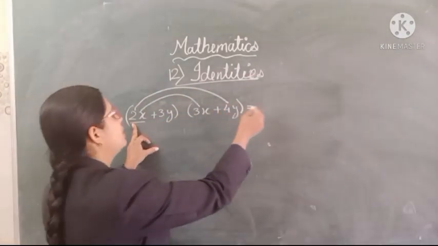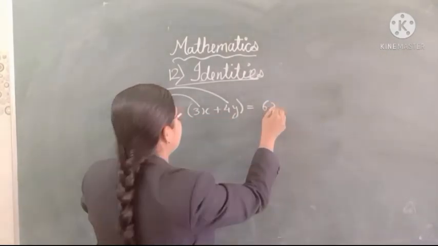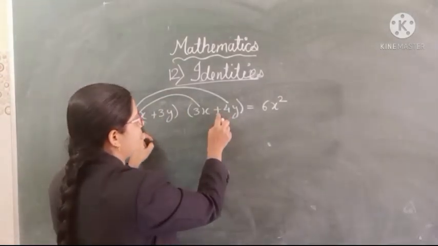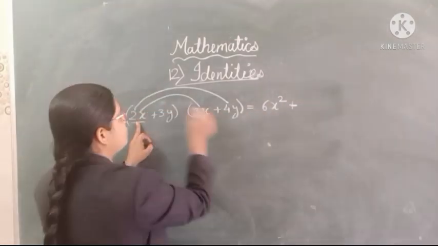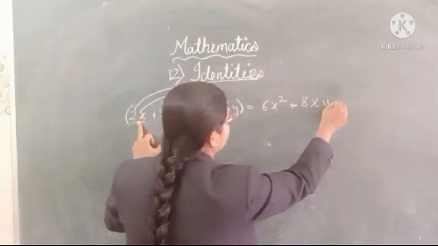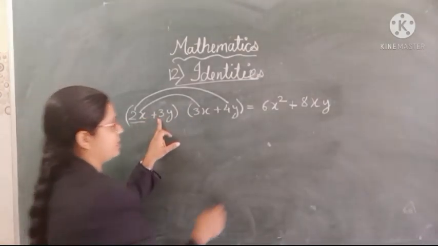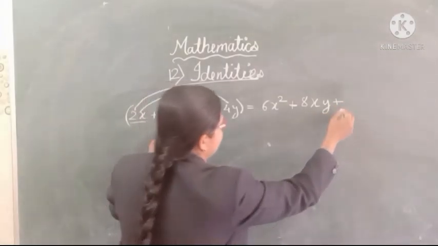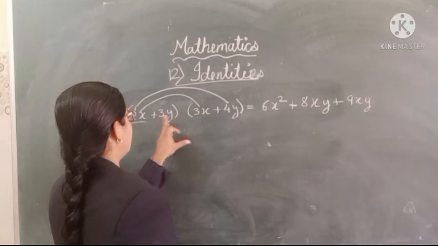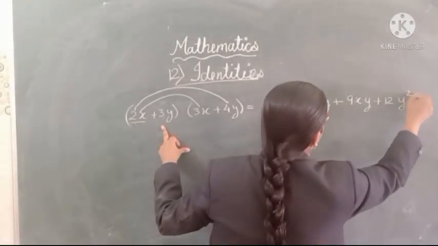Okay. So 2x into 3x, it will be 6x square. Now this into this, so plus sign is there, 2 4s are 8xy. Now next, 3y into 3x, plus 3 3s are 9xy, plus 3 into 4 is 12y square.